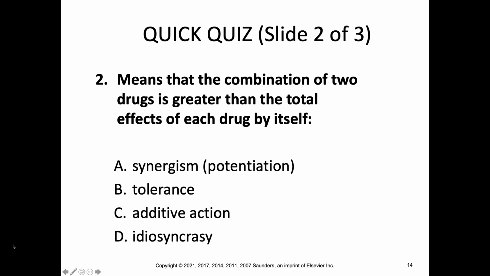Quick question. All right. What is the term that means the combination of two drugs is greater than the total effects of each drug by itself? We just covered this. It is not tolerance. It is not idiosyncrasy. Can you catch which other one it is? All right, I know you can do it.